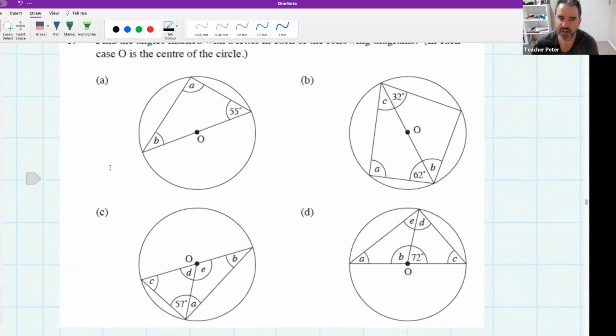Find me the size of angle A and angle B in this question. What is the size of angle A and what is the size of angle B using what you've learned about circles, facts about the circles in the center?